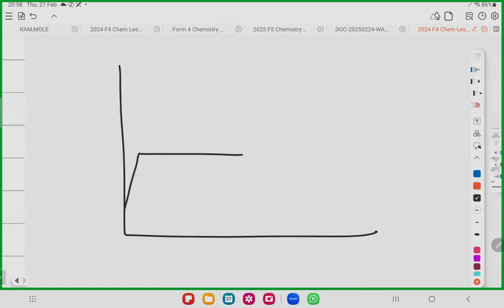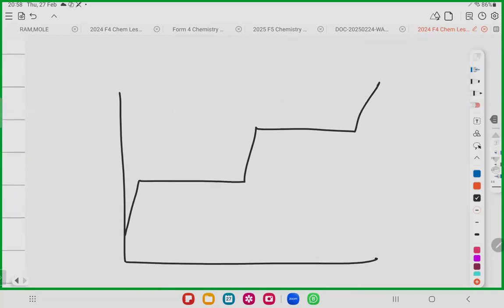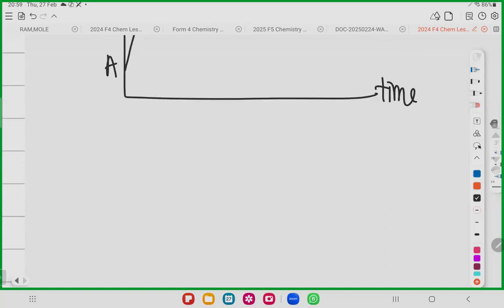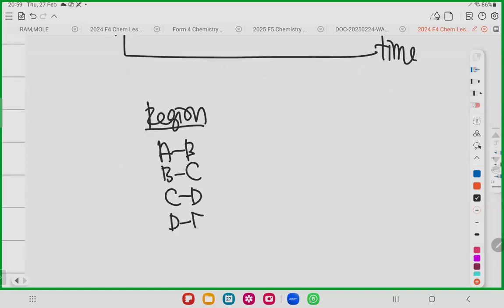So just imagine we have a heating curve like this. This is temperature and this is time. Now we have two staircases. Let's assume this is A and B. This region is called AB, this region BC, this area CD, this area DE, and this area EF. So we want to study the regions A to B, B to C, C to D, D to E, and E to F.